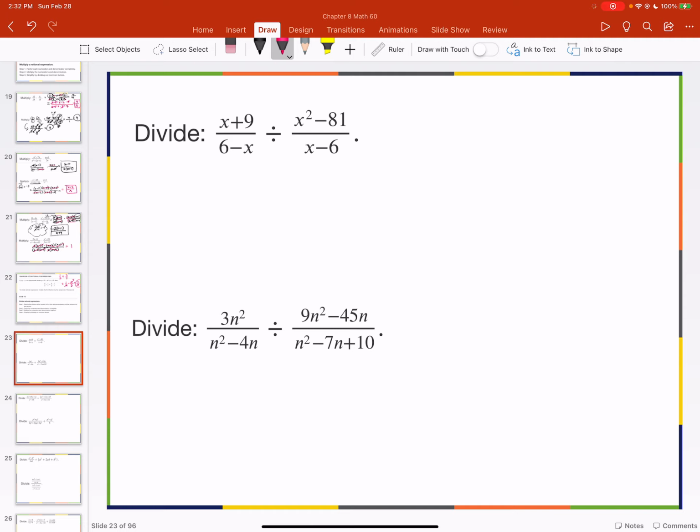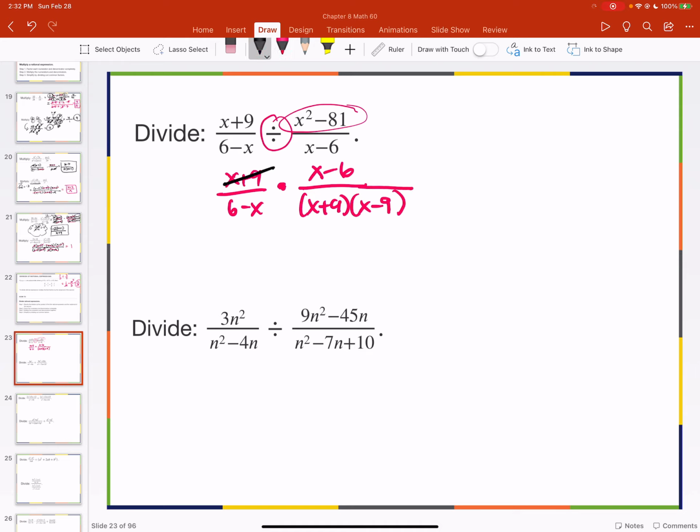Okay, so you multiply the first fraction by the reciprocal of the second. So let's say here, and of course we're factoring along the way, we have x plus 9 over 6 minus x here. This is going to change to a times. Then on the top, you have x minus 6. And on the bottom, you're going to have this factored, x plus 9, x minus 9. Now that it's a multiplication problem, we can go ahead and cancel out. These x plus 9's cancel out. These cancel out, except that they leave a negative, right, to become negative 1. And then the denominator is just x minus 9, and that's it.